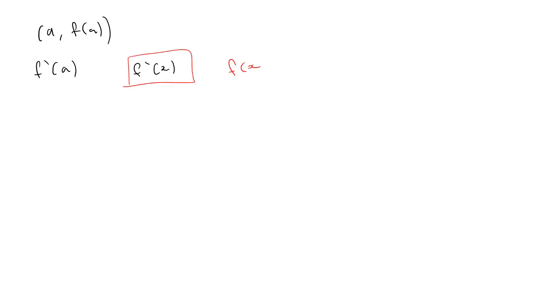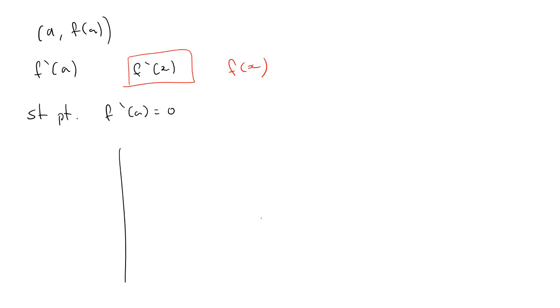Now, from our previous video, if we have the points A and f(A) on a curve, then the gradient of the tangent at point A is equal to f dash of A, where f(x) is the gradient function. It's the first derivative of f(x). So a stationary point has a gradient of 0.